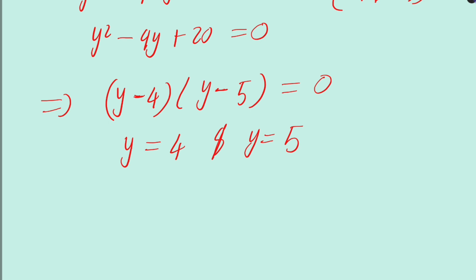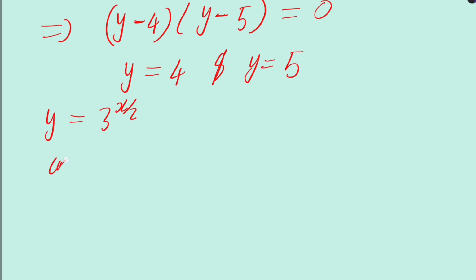Now we're going to be solving for x. And we have to remember that our y was equal to 3 to the power x on 2. In this case, we're going to use cases. We have case 1, y is equal to 4. This implies our 3 to the power x on 2 is equal to 4.